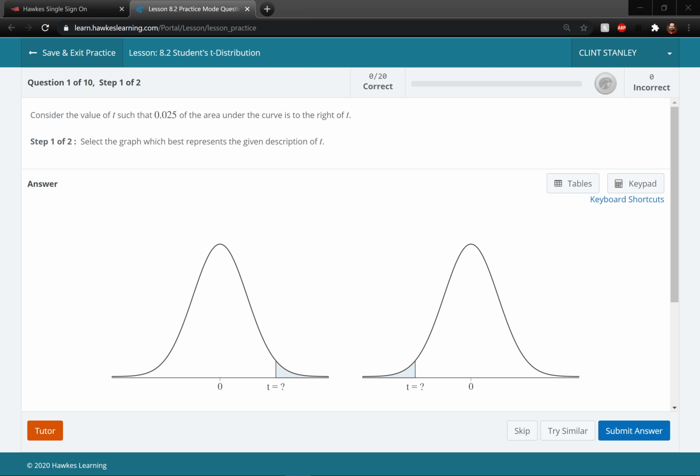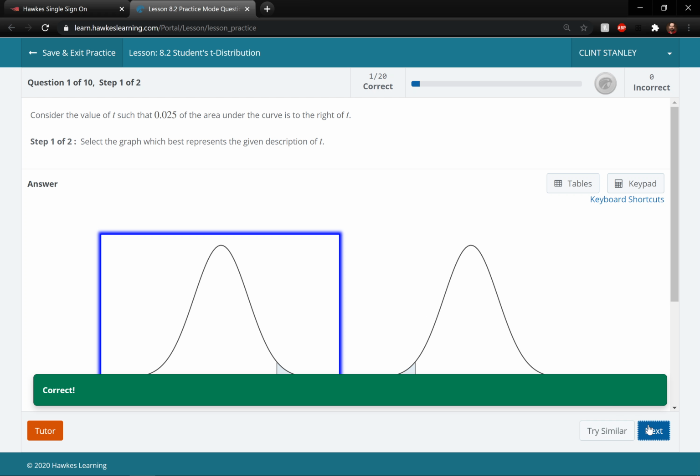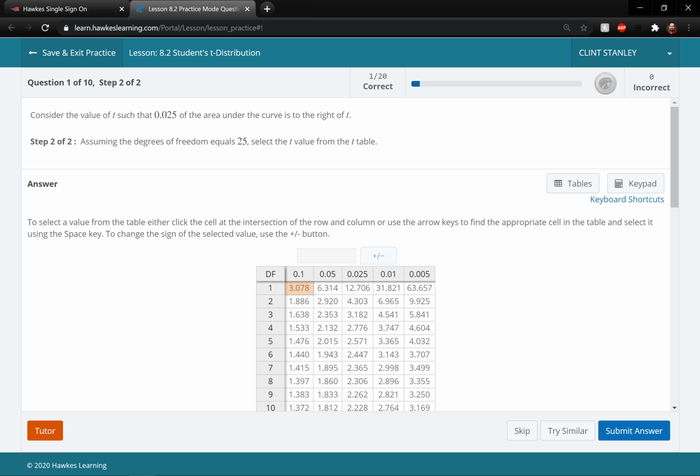Okay, so this one says consider the value of t such that 0.025 of the area under the curve is to the right of t. And this is telling us that the area is to the right of our t value, so we're going to pick the picture where we're shaded on the right side. Okay. So the area is to the right of t. So then it's going to ask us to find the value of t, assuming the degrees of freedom equals 25.